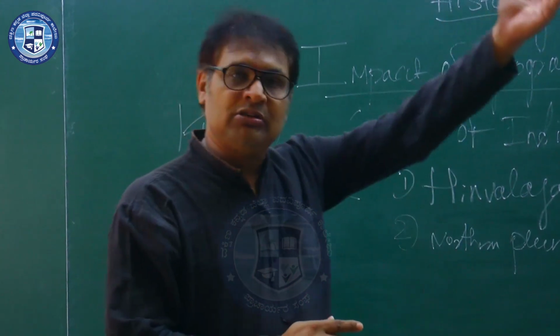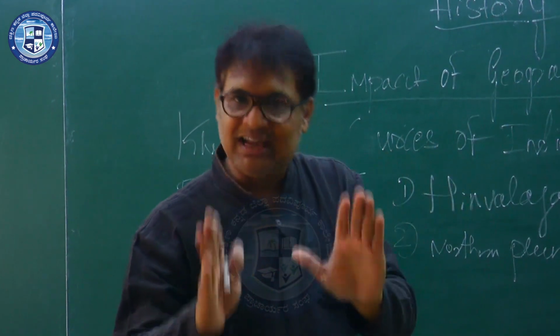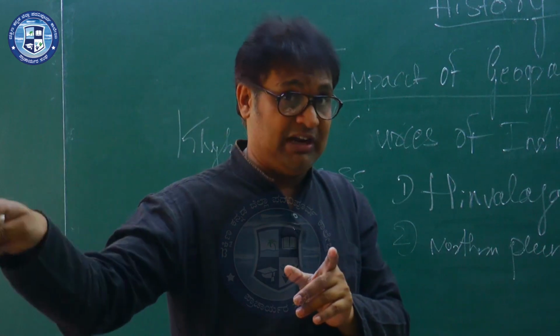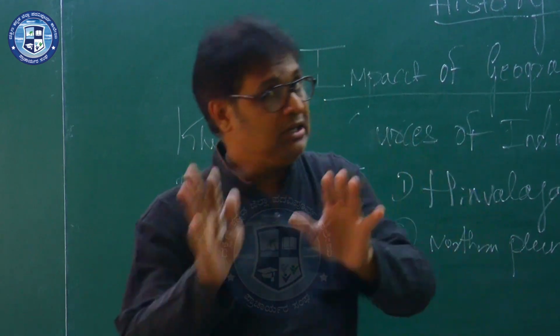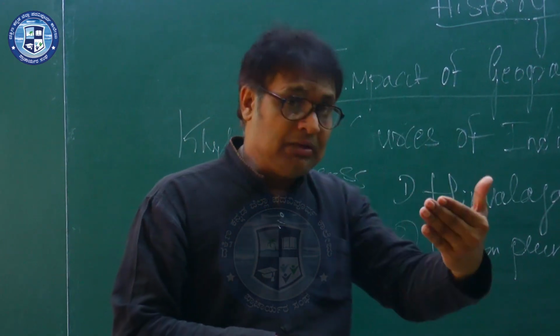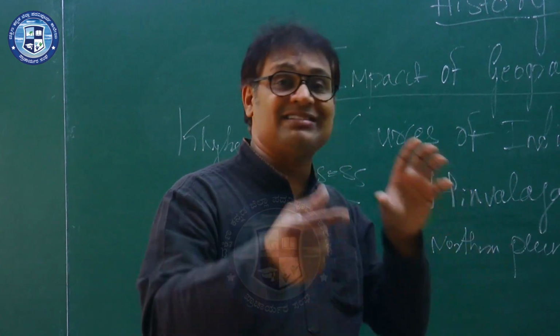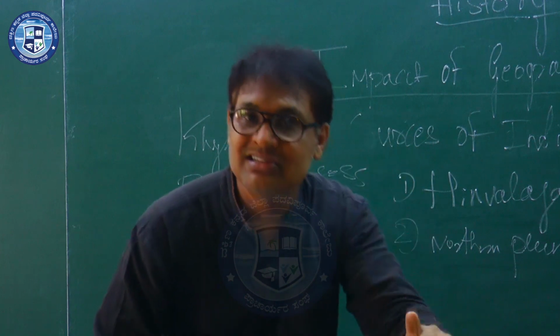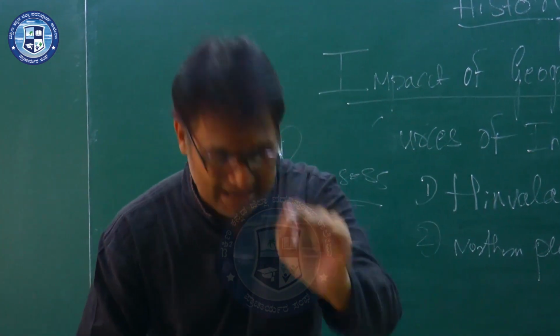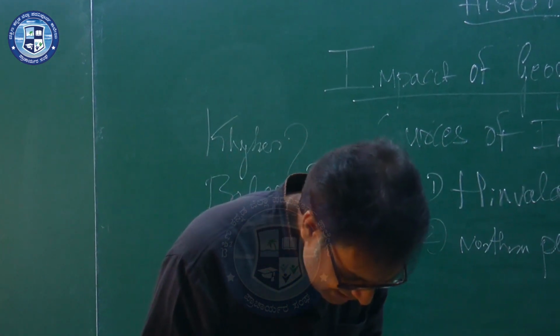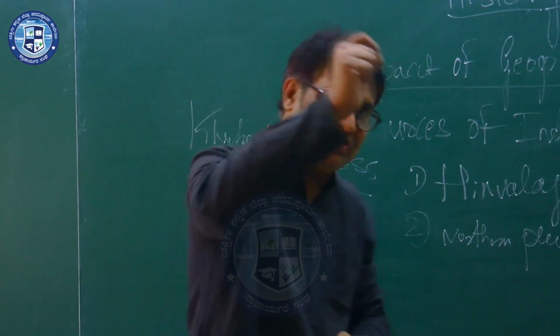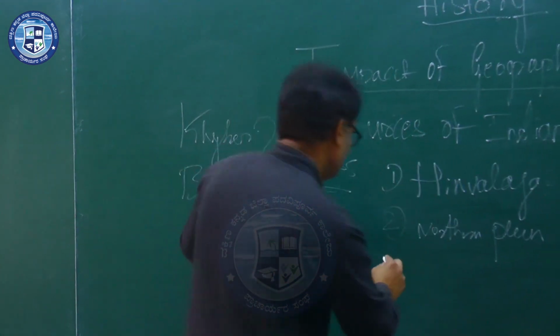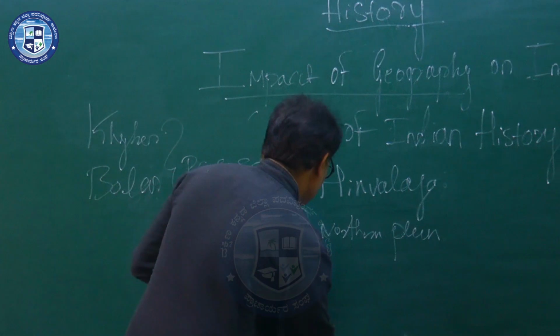So one is the northern plains, related to fertility and the cradle of civilization, and the passes Khyber and Bolan. What is the importance of Khyber and Bolan? They connected West with East as far as culture and commercial activity is concerned. And next comes desert and dense forest. Third one is desert.